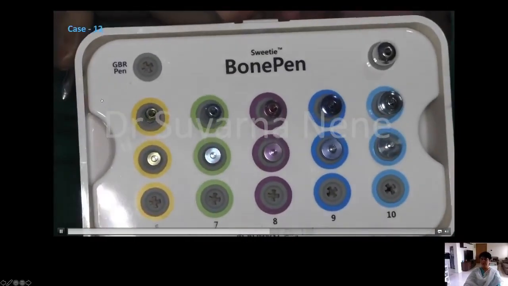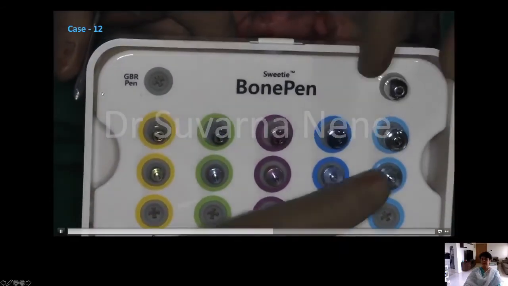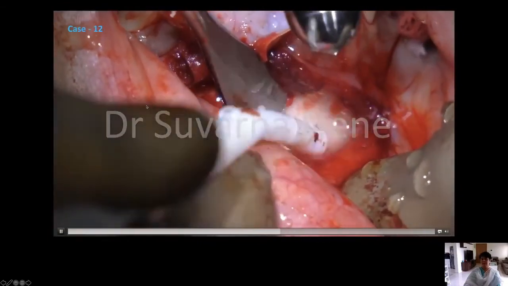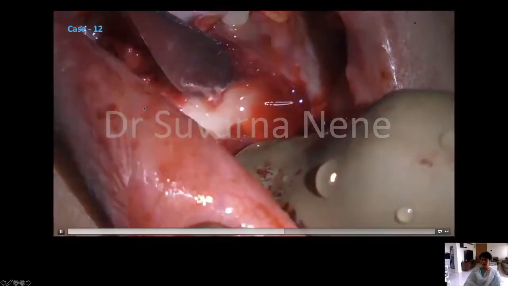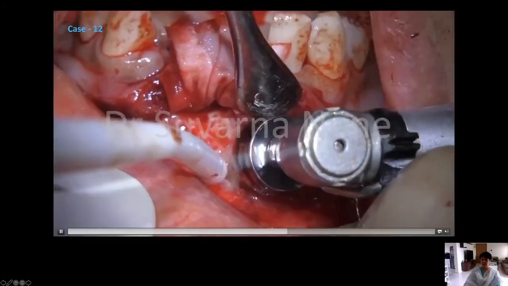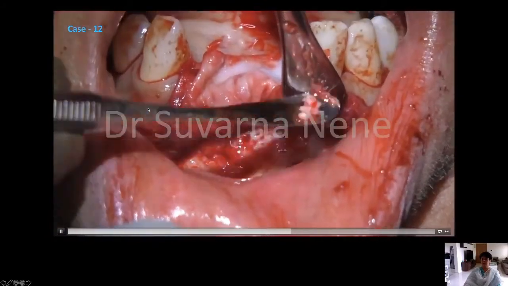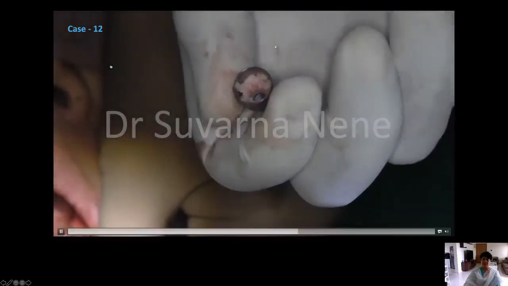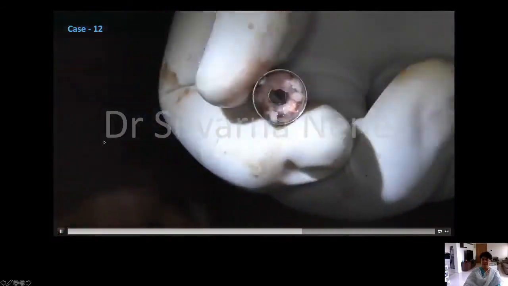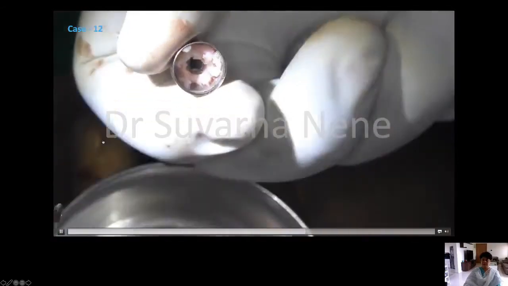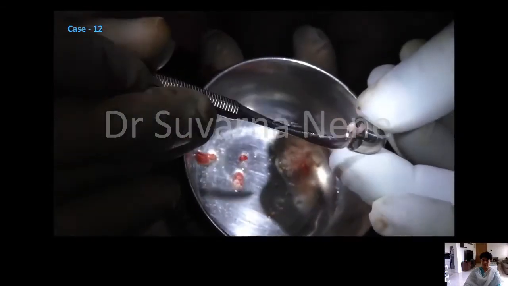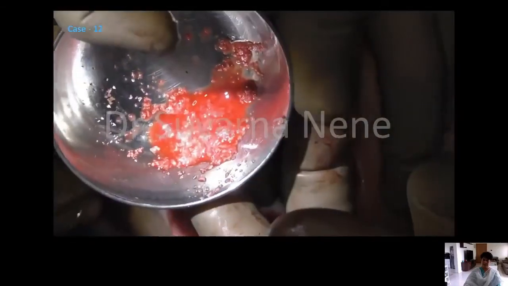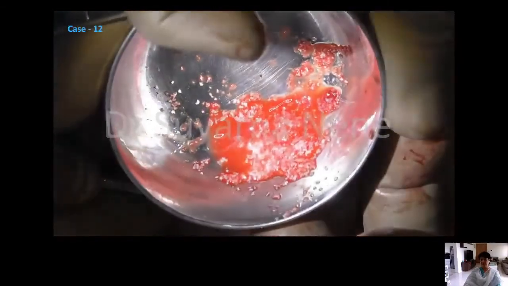Yes, this is the bone pen by a Korean company, and this bone pen in the corner is used to collect bone. Now you can see I'm drilling in the buccal cortex, and in all those areas which I've drilled, I'm going to get bone collected inside the bone pen. You can see there's a huge amount of bone collected inside the cap, and I like to use this bone pen whenever scraping is not possible. So we collect quite some amount, and look at how much bone we have collected, all autogenous.